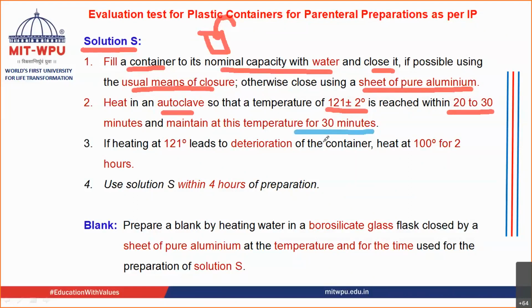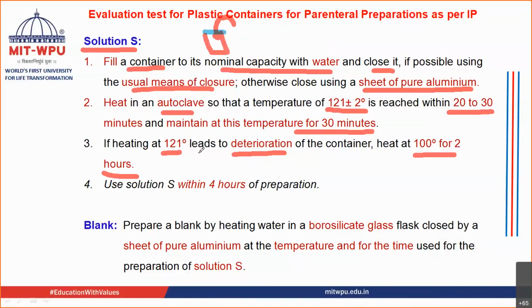Now what you are going to do further is, if by heating at 121 degrees Celsius the container is getting deteriorated, in that case only you are going to heat it at 100 degrees Celsius for 2 hours. In short, you are filling the container, closing it, and autoclaving it at the proper, required temperature.